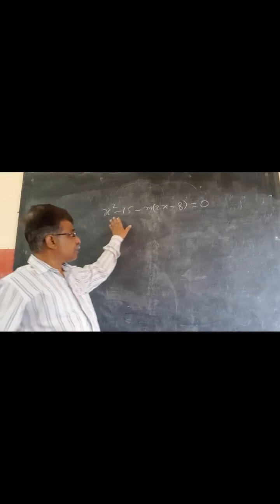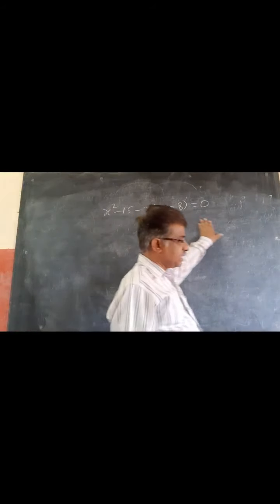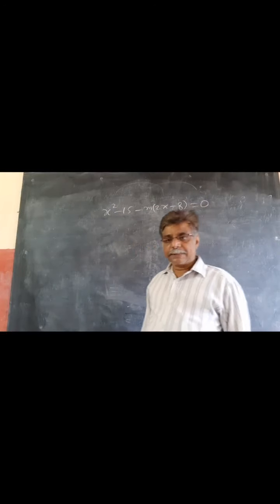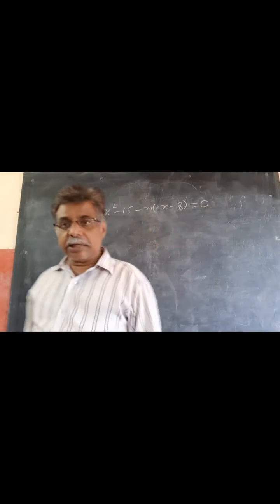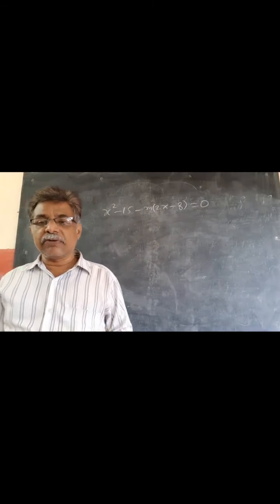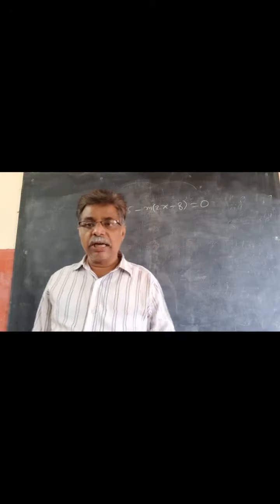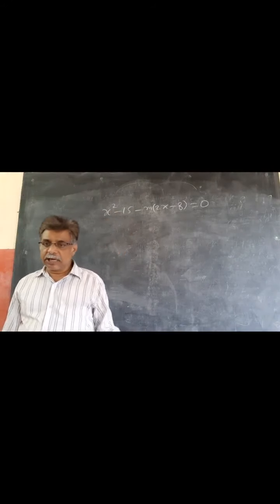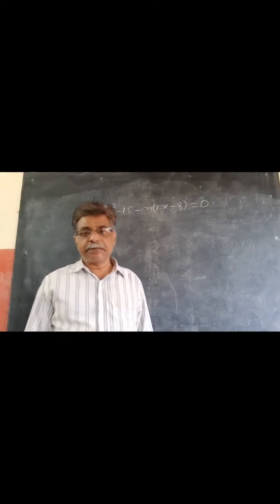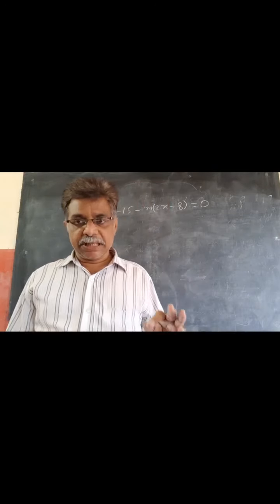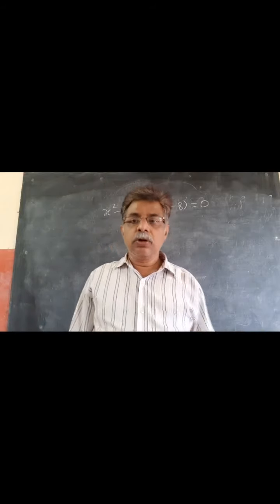He is giving x square minus (15 minus m) into 2x minus 8 equal to 0 has equal roots. Means this is a quadratic equation whose roots are equal, he is saying. If the roots are equal in a quadratic equation, then what is our condition? Discriminant must be 0. Means b square minus 4ac equal to 0. So we will use that.